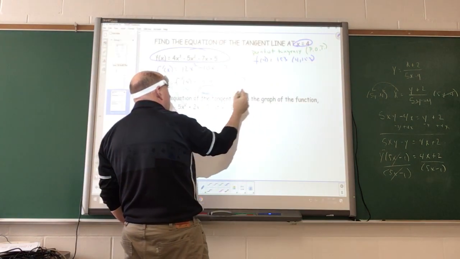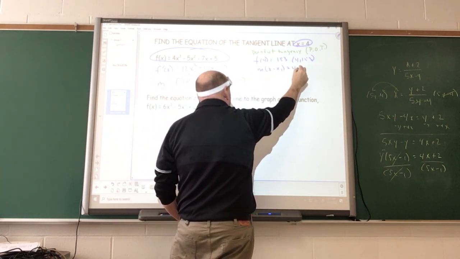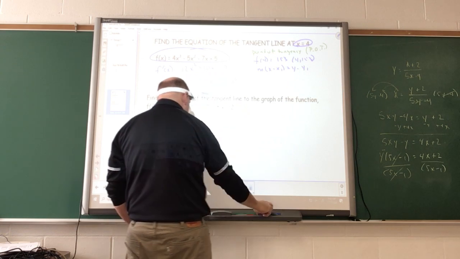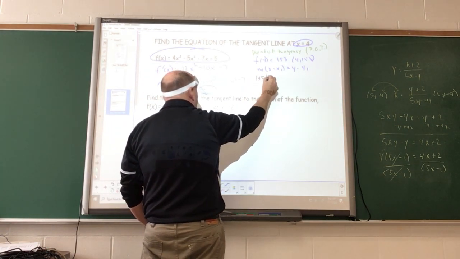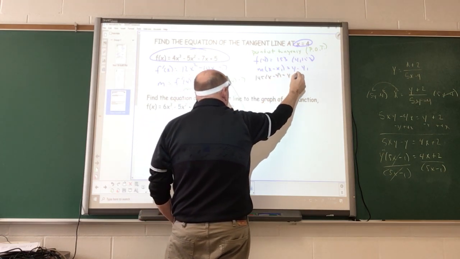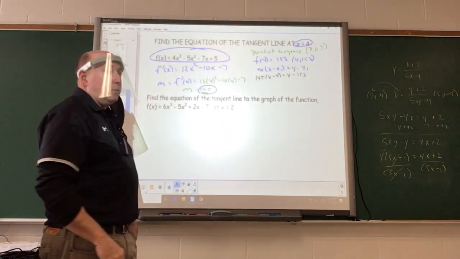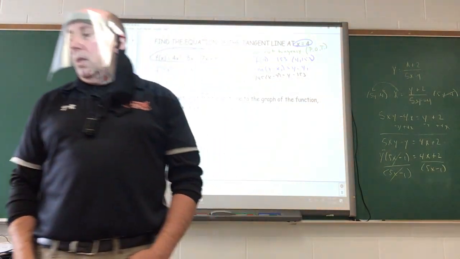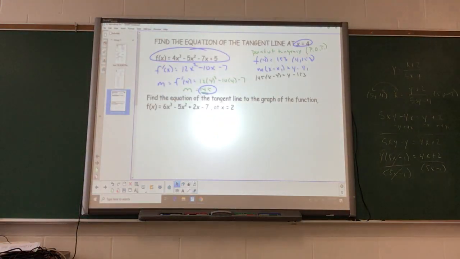We have, this is our slope, so we have m times x minus x1 is equal to y minus y1. So we have 145 times x minus 4 is equal to y minus 153. What this does is this eliminates a lot of limits, which makes life easier for you.